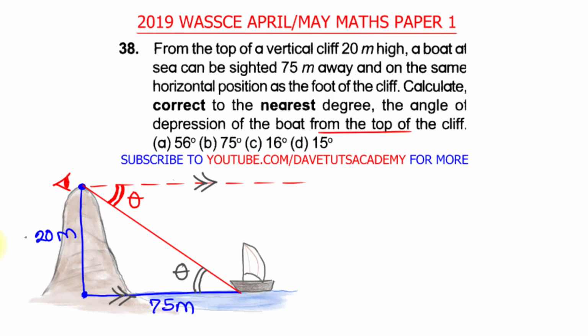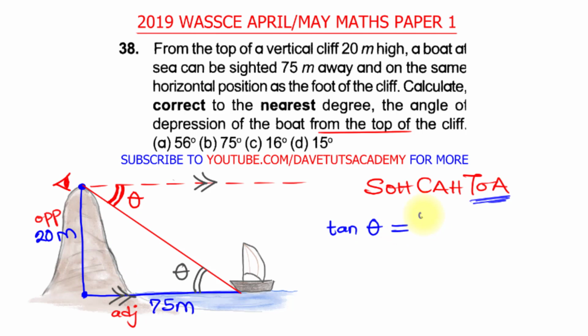So that's the theta. But we now see that we can identify for this particular angle, this is the opposite to the angle, and this here, the 75 meters, is the adjacent to the angle. If you are to employ the trigonometry identity SOHCAHTOA to try and solve for the angle theta, we can see that we have the opposite and we have the adjacent. And what is relating the opposite and the adjacent? It is the tangent. So we can say for this particular question that tan theta is equal to the opposite over the adjacent. And for our particular question, the opposite is 20 and the adjacent is 75, such that tan theta is equal to 20 divided by 75.